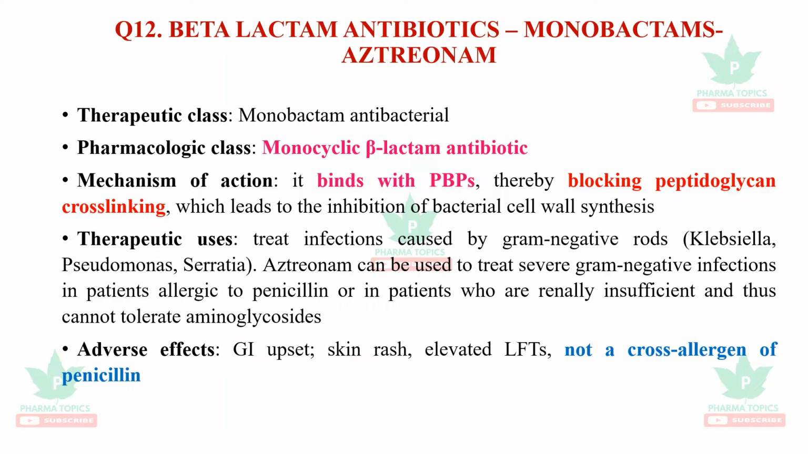AZTREONAM can be used to treat severe gram-negative infections in patients who are allergic to penicillin or in patients who are renally insufficient and thus cannot tolerate aminoglycosides. Adverse effects: GI upset, skin rash, and elevated liver function test. It's not a cross allergen of penicillin.